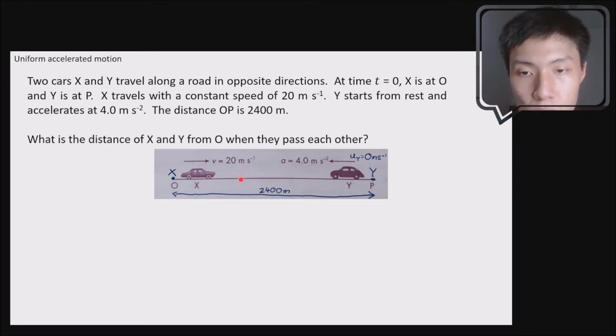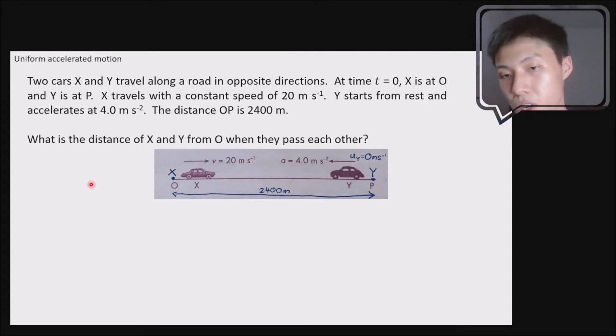So X will go towards somewhere here, Y will go towards somewhere here. At some point, they will pass by each other. So they ask for that point, what is the distance from the point O over here. Okay, so that's what we want to determine. So this question is slightly different because it requires a bit more thinking. It's not a straightforward question, but let's think through it.